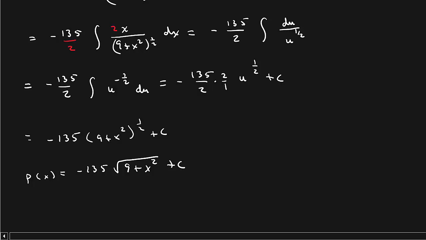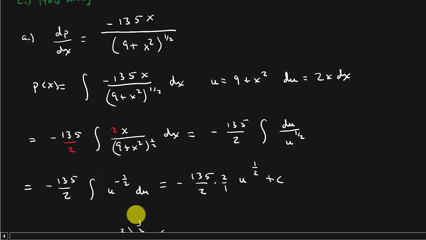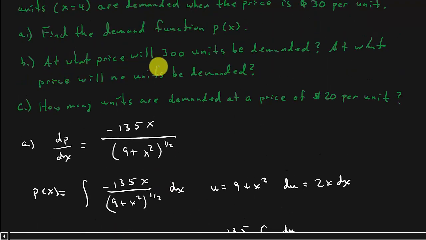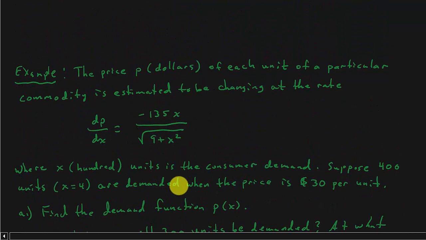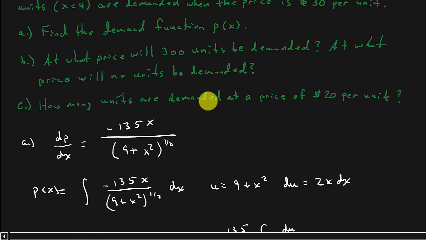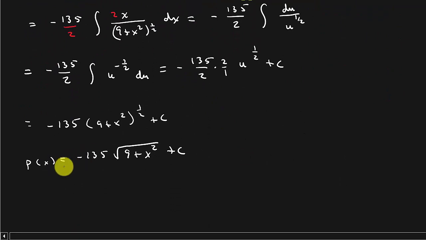All right. Now we've got a bit of a problem, don't we? Because they're wanting to know at what price will 300 units be demanded. So in other words, we take the 300 and remember the units, the number of units, where x is 100 units. So whatever number we plug in for x, that means 100. So for the 300 we would plug 3 in for x. So basically for part B, they're wanting us to plug 3 in for x and get an answer.